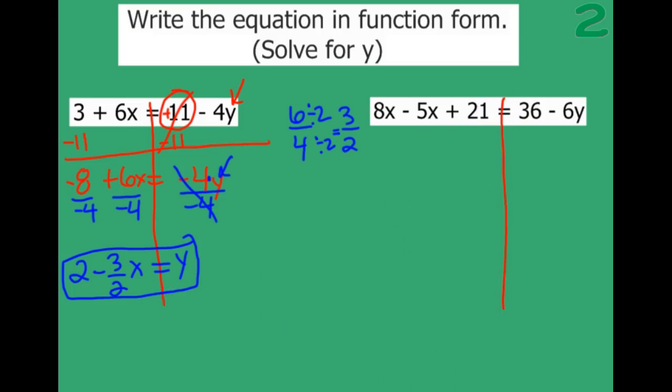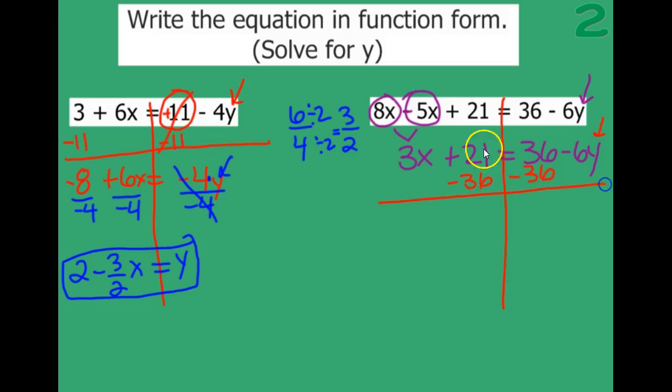On this next one, we need y by itself, but I see there's two x's and they're already on the same side, so we can combine them. This one was negative, so 8 minus 5 is 3x. Then it says plus 21 equals 36 minus 6y. We still want y by itself, so I'll get rid of just that number, addition and subtraction first. I'm going to subtract 36.